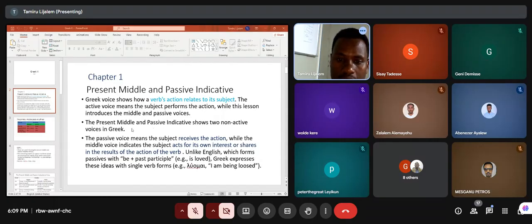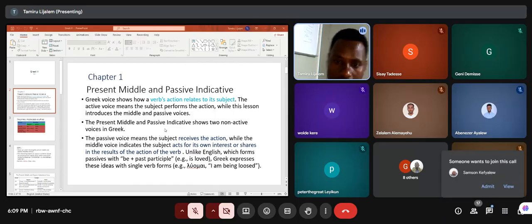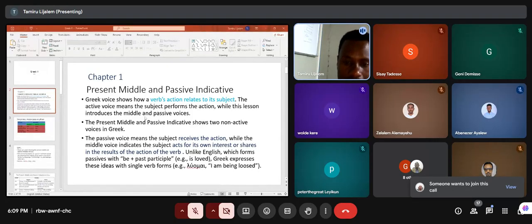Yeah, passive indicative shows two non-active voices, passive or middle. The passive voice means the subject receives the action, while the middle voice indicates the subject acts for its own interest or shares in the result of the action of the verb.